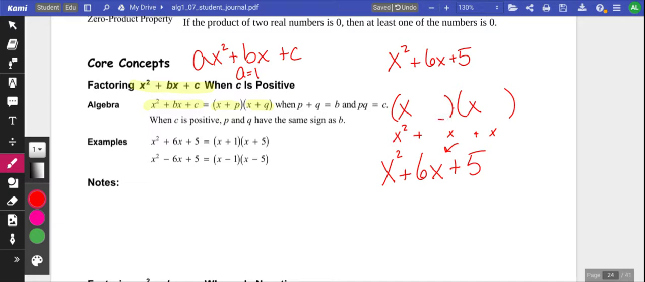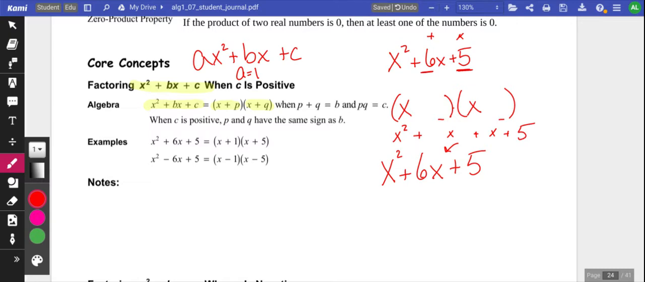And then I multiply these 2 numbers here at the end, and they've got to, sorry, not add up, they've got to multiply to this last number. And then when I combine whatever those 2 little x terms are, they need to equal 6. So what I have to do for each of these problems, I have to think, what are the numbers that multiply to 5 but add to 6? That multiply to this C but add to B.